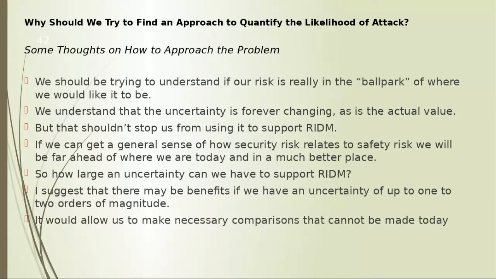So how large an uncertainty can we have to support risk-informed decision-making? I guess I tend to be on the other end of the spectrum, and I suggest that there may even be benefits if we have an uncertainty up to 1 and 2 orders of magnitude. It would allow us to at least make necessary comparisons that can't be made today.